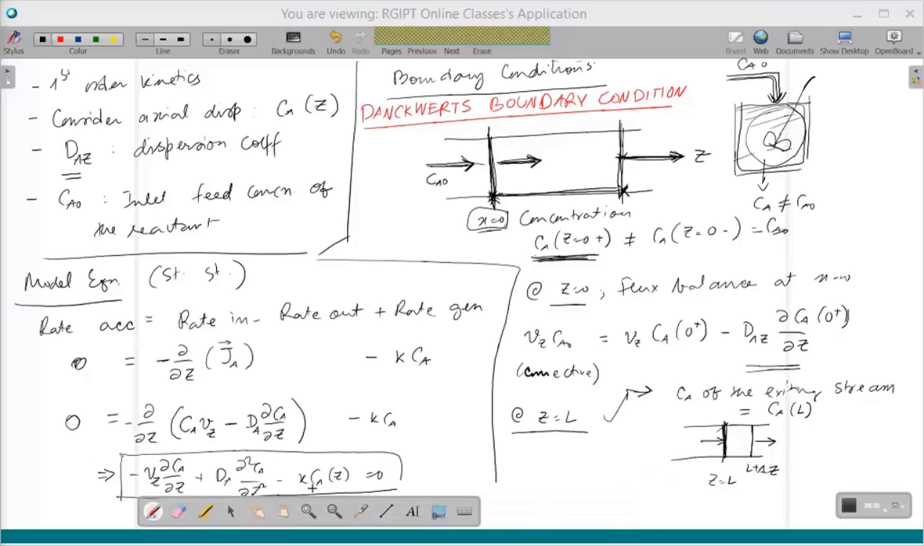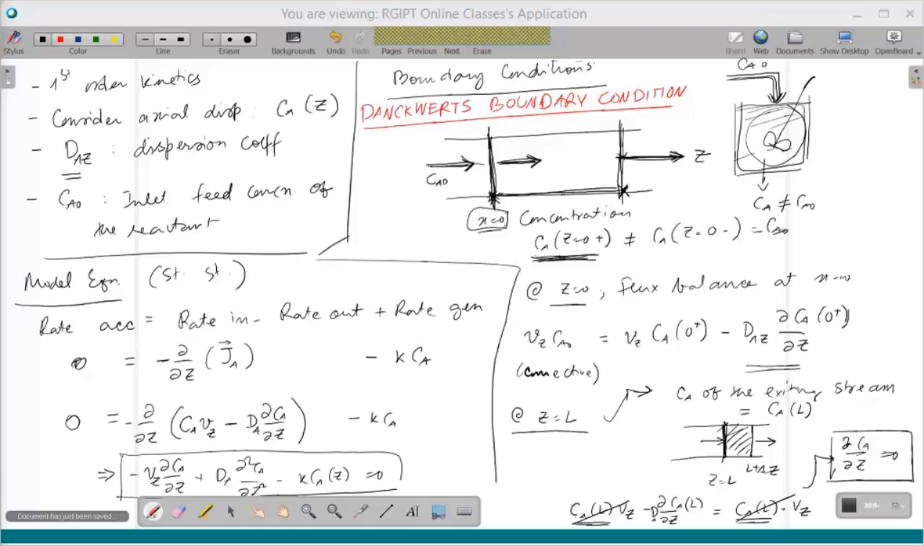Flux that is entering will have two parts now. One would be Ca at L into Vz, the convective part, and then minus del Ca del Z at L and Vz backwards. That would be equal to the right-hand side flux, which is Ca at L into Vz, because the exit feed concentration is still the same as the concentration inside the reactor. Because of that, these two terms cancel out, and I get del Ca del Z equal to 0.